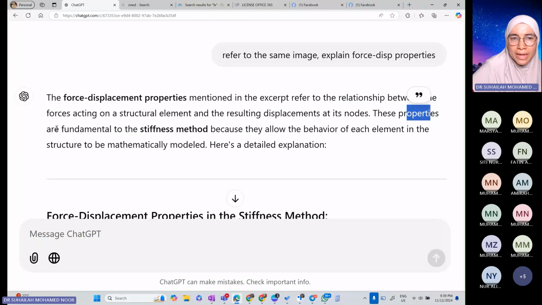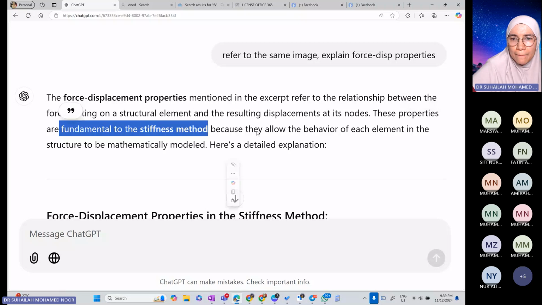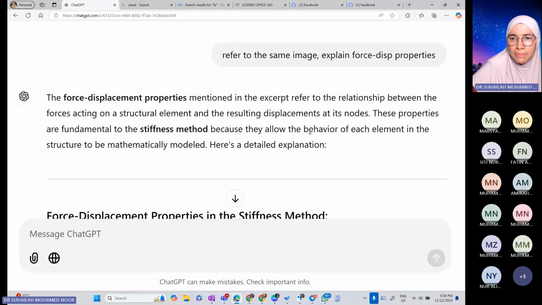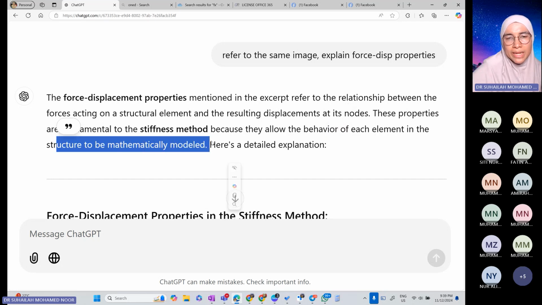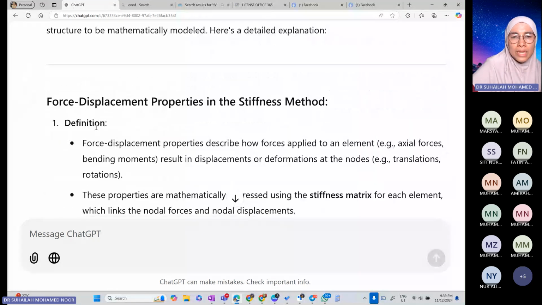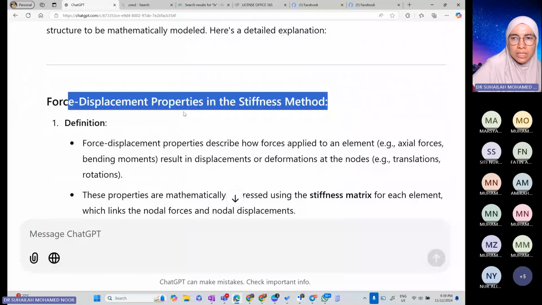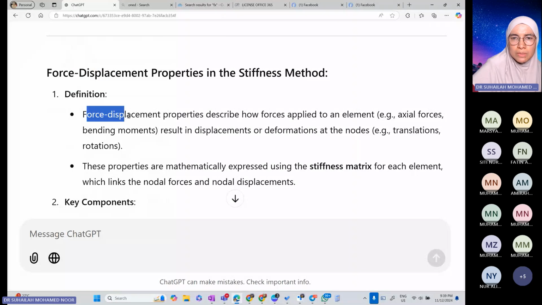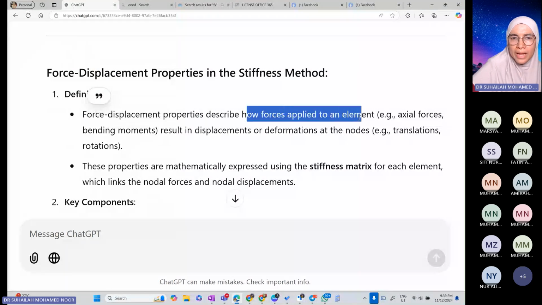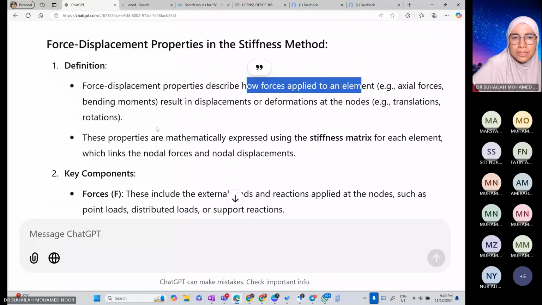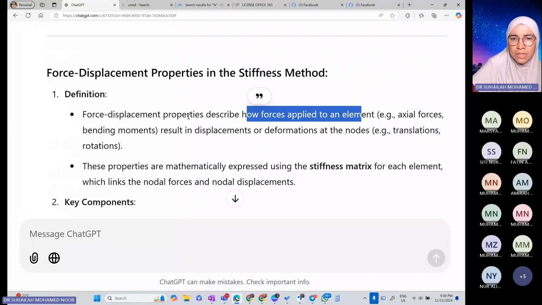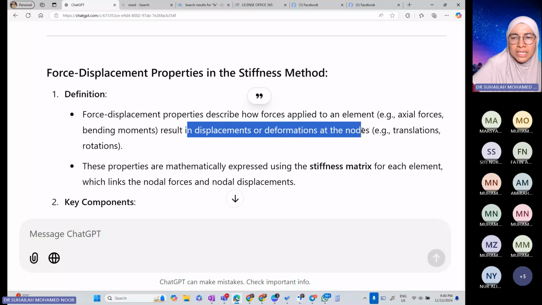These properties are fundamental of stiffness method because they allow the behavior of each element in the structure to be mathematically model. Mathematically model ni maksudnya kita akan solve semua guna matematik. Okay. Force displacement property, kita tengok the definition. What is force displacement properties? Describe how forces applied to an element result in displacement. Kita dapat displacement or deformation at nodes.